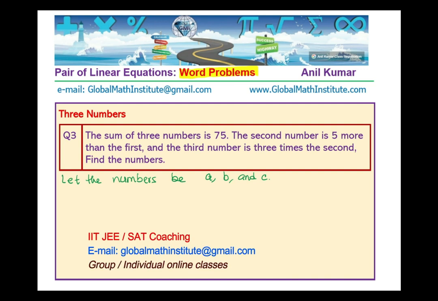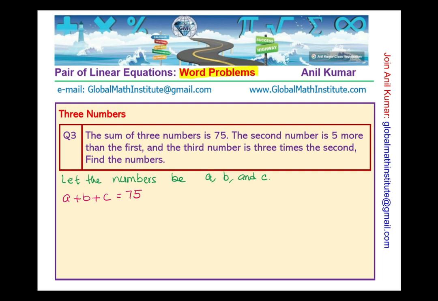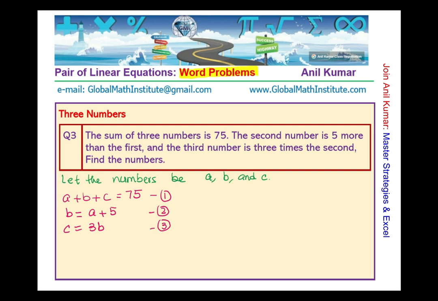In that case, what will be their relation? The sum of three numbers is 75, which means A plus B plus C equals 75. The second number is 5 more than the first, which means B is A plus 5. The third number is 3 times the second: C is 3 times the second, which is B. So you see, we got three equations from these three statements. Since we have three unknowns and three equations, we can exactly find their values.